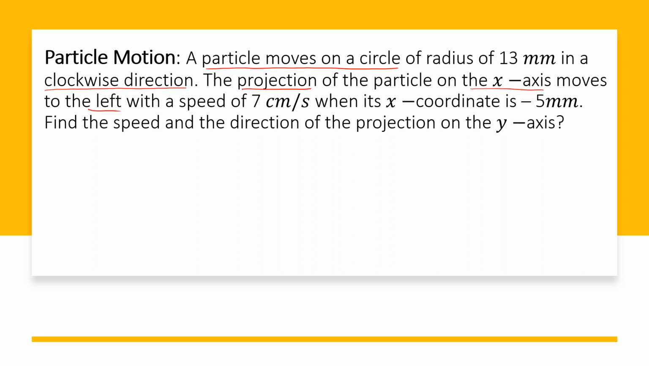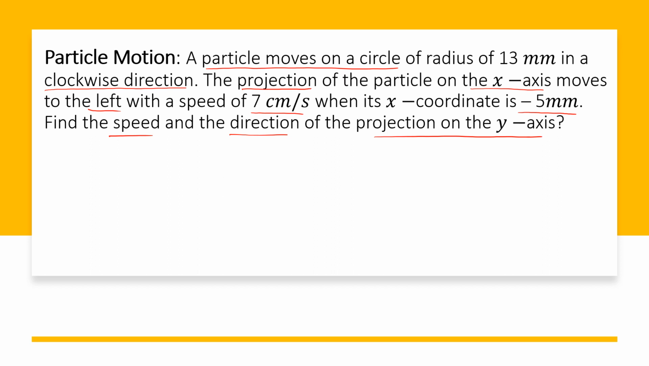All this information is very important. To the left with a speed of 7 centimeters per second, when its x coordinate is negative 5 millimeters. We use the xy coordinate system for this problem. Find the speed and the direction of the projection on the y-axis. So what happened to the y-axis projection? This is a very interesting problem.